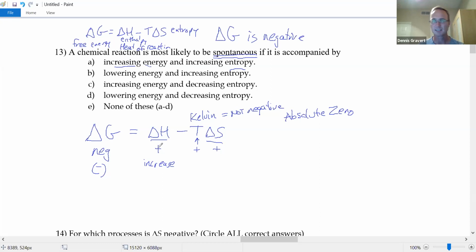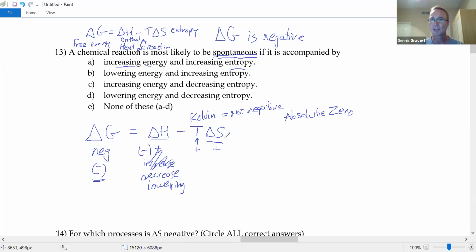Okay, so if you want G to be negative, this shouldn't be positive. It should be negative. So let's change this. You want it to be exothermic or lowering. And the exothermic reaction, it's losing energy, a lowering of energy, making it negative. Good, because that matches delta G. That's what we want. So let this be negative.